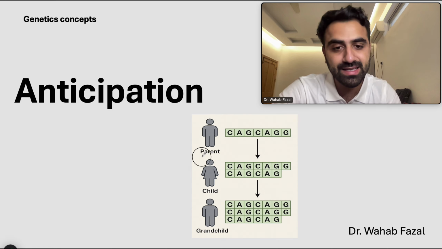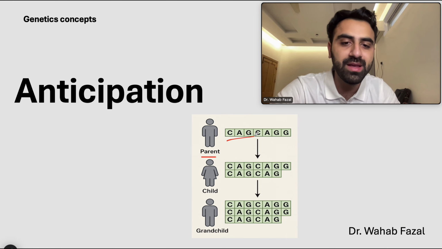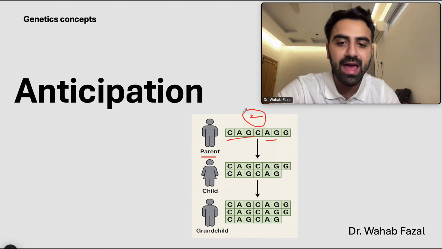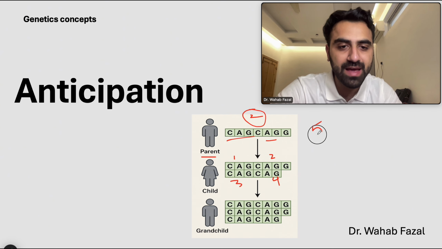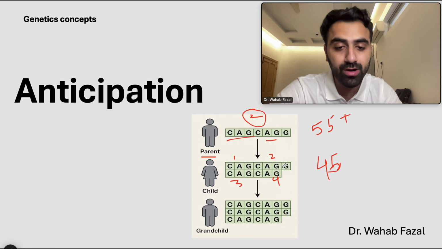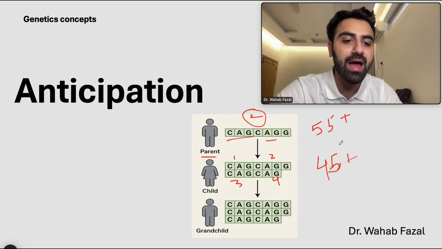So let's say this is the parent, and we see this pattern being repeated twice, right? And in their child, we see this pattern being repeated 1, 2, 3, and 4 times. So it's almost double. So let's say this parent had the manifestation of the disease at 55 plus years. Now this kid will have the manifestation earlier, just because she possesses a lot of aberrant DNA. She will have it at 45 plus.